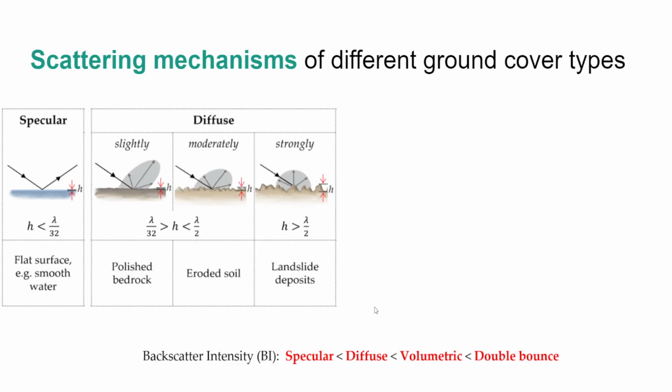For a bare ground surface, as the roughness of the surface increases, you get increased diffusivity. It's more bumpy and more microwaves get reflected back in the direction of the sensor.